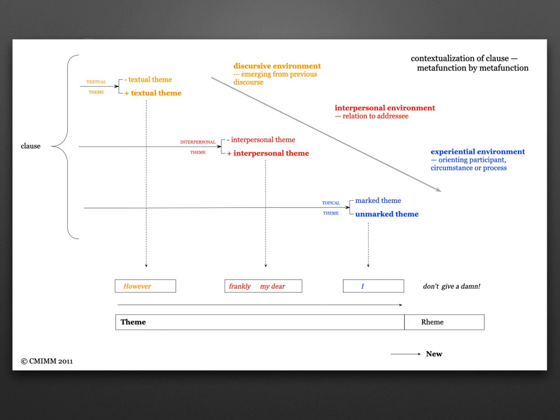So a minimal thematic version of this would be I don't give a damn, frankly, my dear, however. Or with just a textual theme, however, I don't give a damn, my dear. Or with just an interpersonal theme, however, frankly, my dear, I don't give a damn. So all these are possible, but they mean different things, textually speaking.